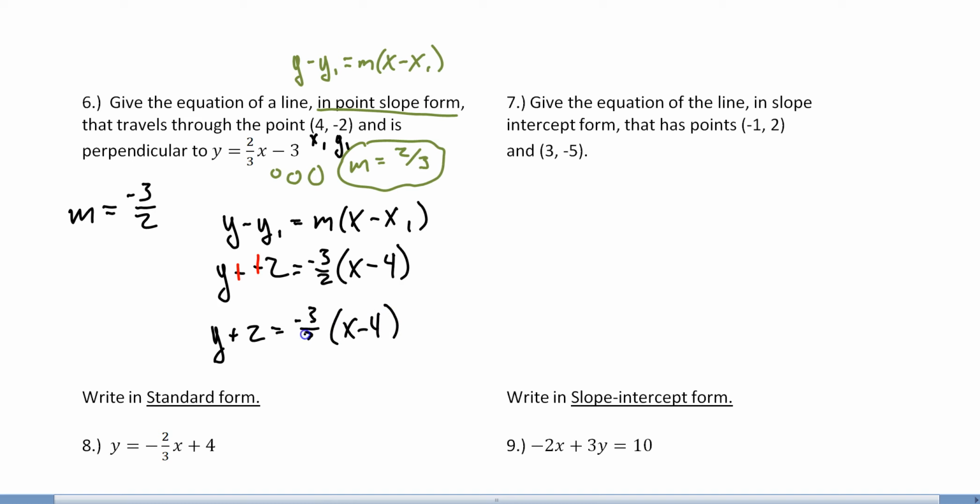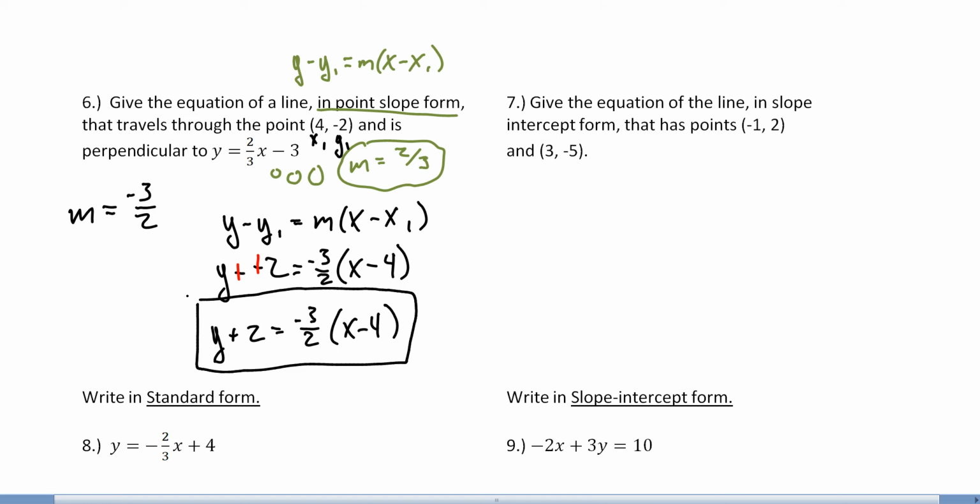I don't need to take it any further than that. And again, if this had asked for slope intercept form, I could take the same approach, and then I would be distributing the negative 3/2 and subtracting the 2. Okay, that's how I get to point slope form. But that's how I get to slope intercept form. This one just asks for point slope, so I leave it that way.